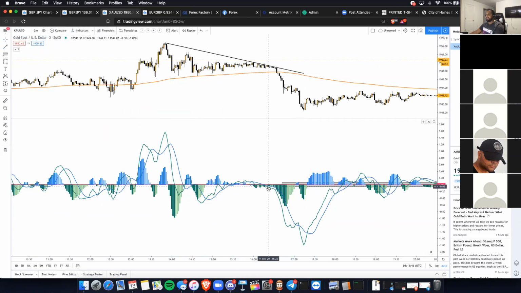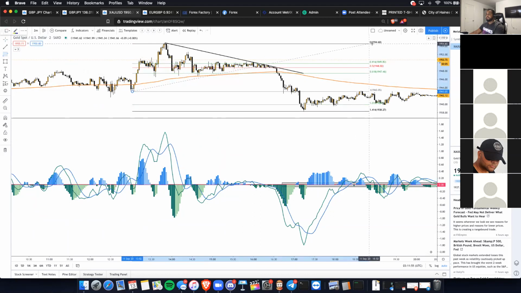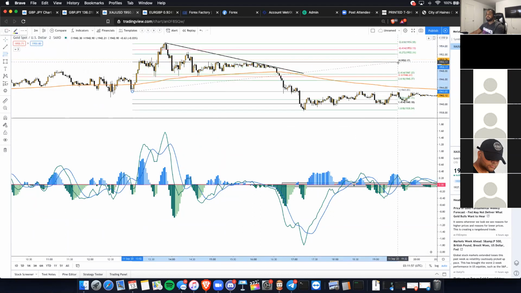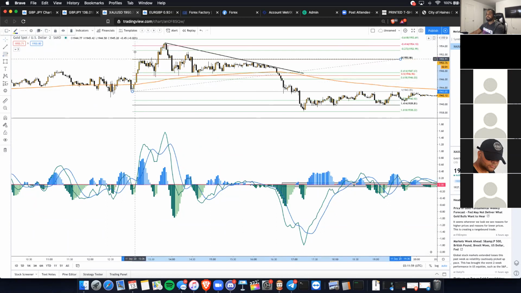And what happens? The market started to go down. Here's the engulfing candle that broke the 200. If I measure my last move up before the market made its move, let's just go off of this right here. This is my 50%, and here's the market going down.